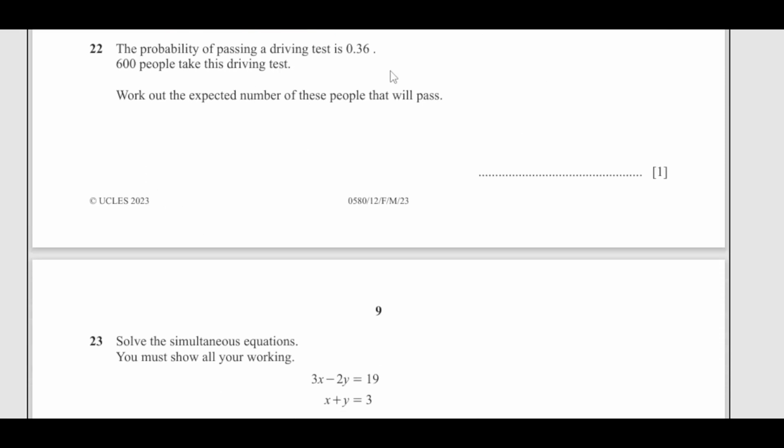Now next, the probability of passing a driving test is 0.36. This is the probability of passing a driving test. 600 people take this test. Work out the expected number of times. It's very simple. We are just going to multiply this by 600. That comes out to be 216.